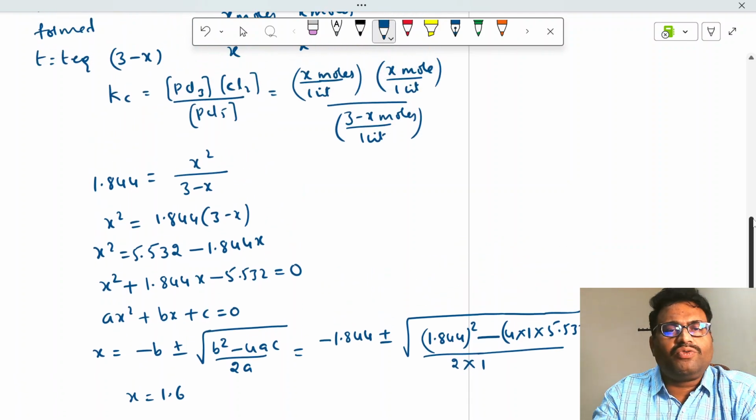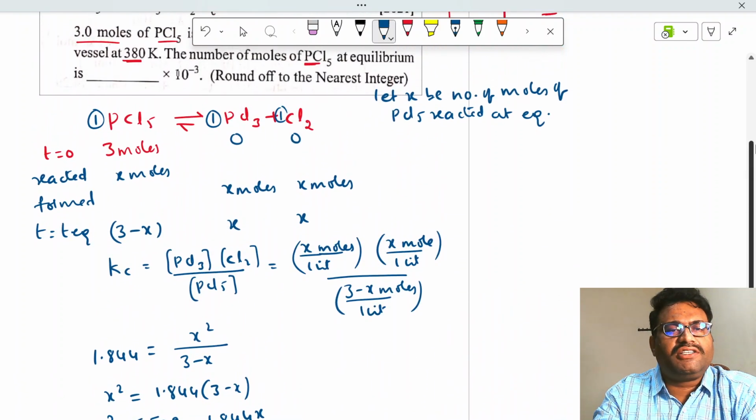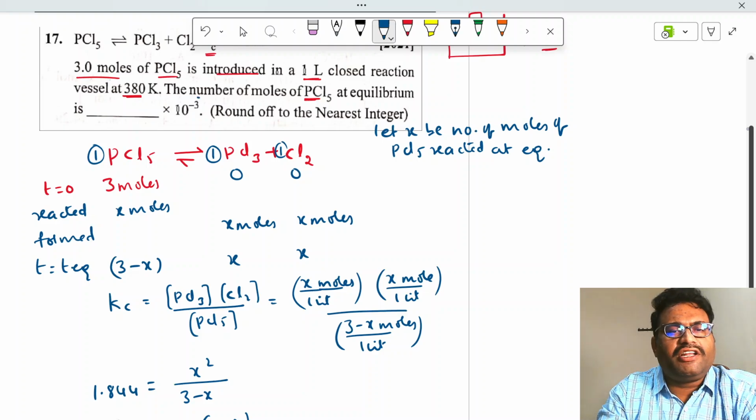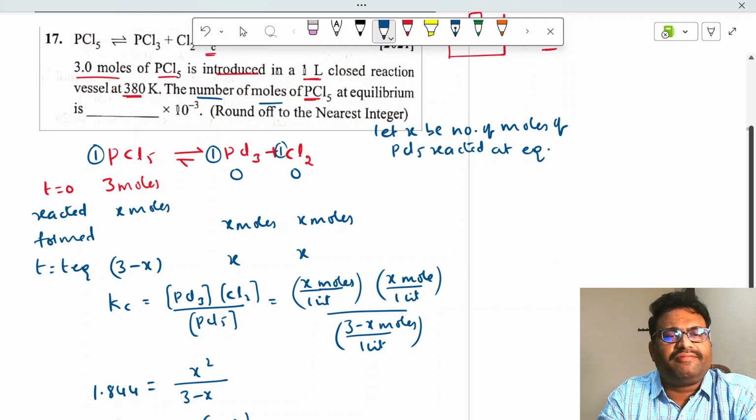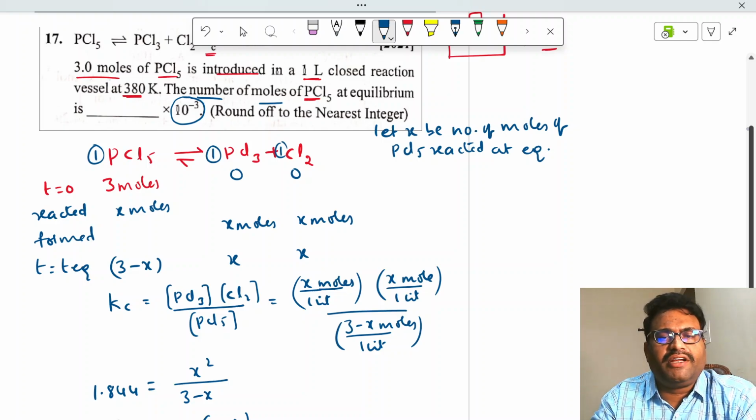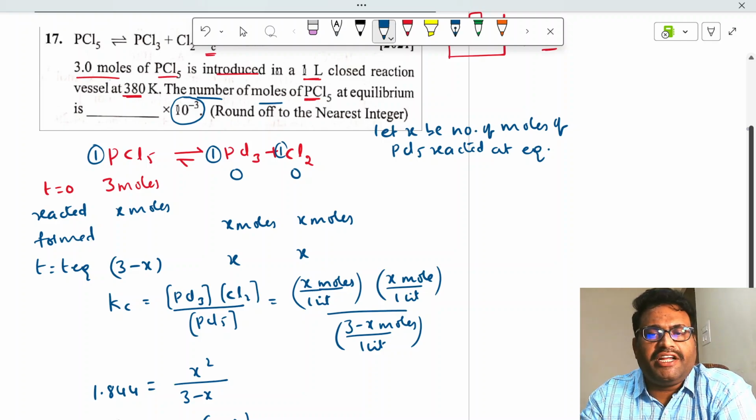So then what is the question asked? The question asked is to calculate the number of moles of PCl5 at equilibrium, in 10 power minus 3.